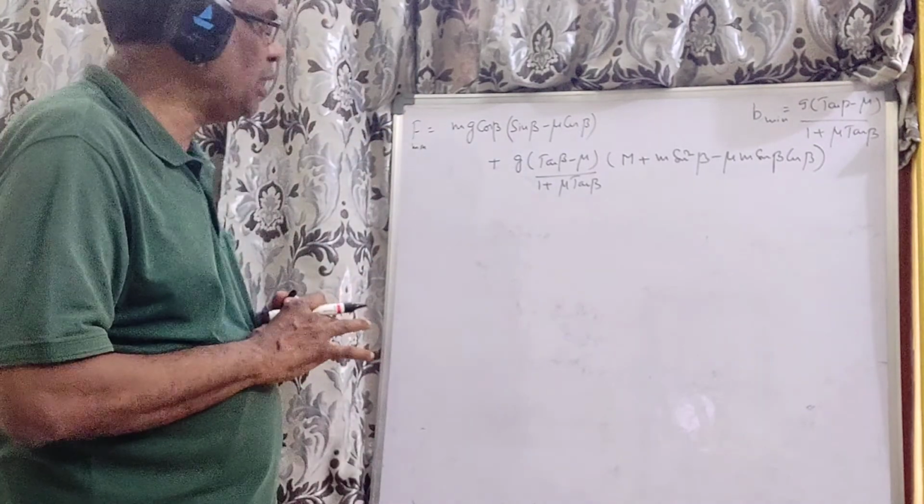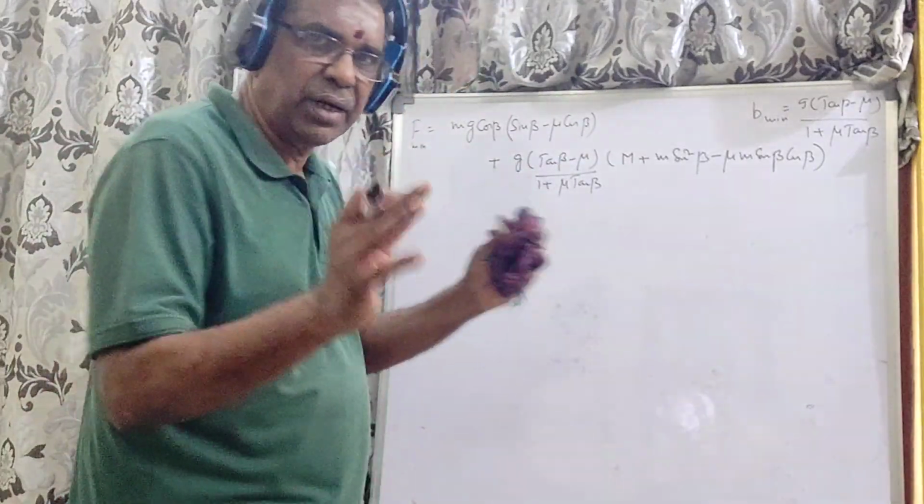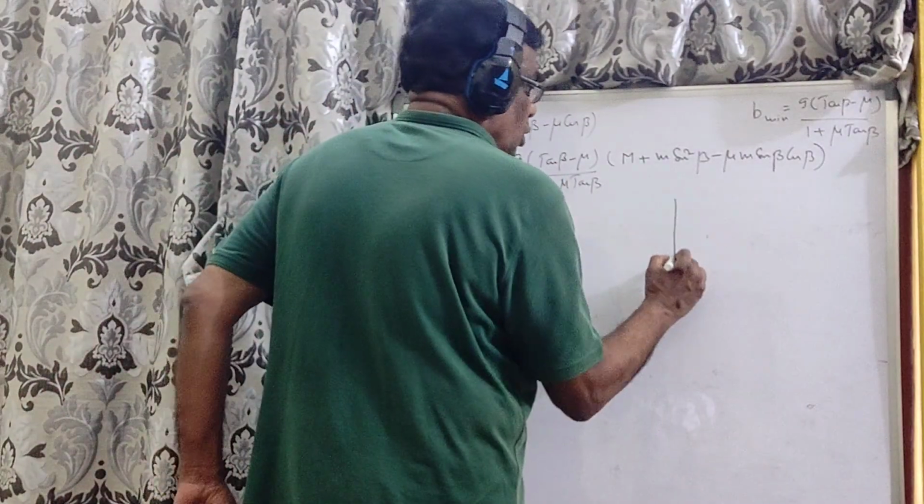You understand this point? This is F minimum. What should be that B minimum? Now, what is it I am trying to do? I'll give you a recap. Don't worry.